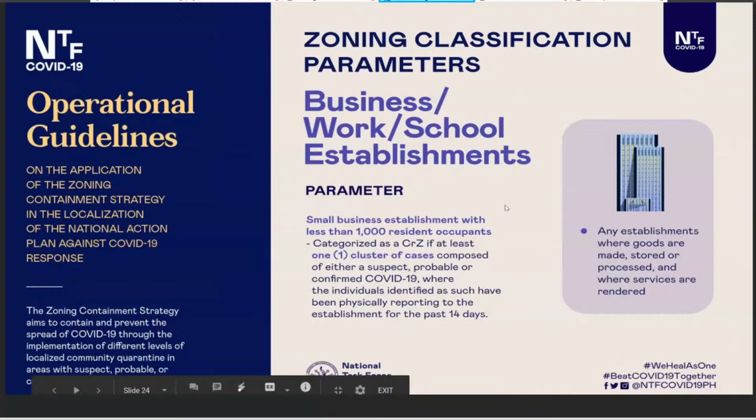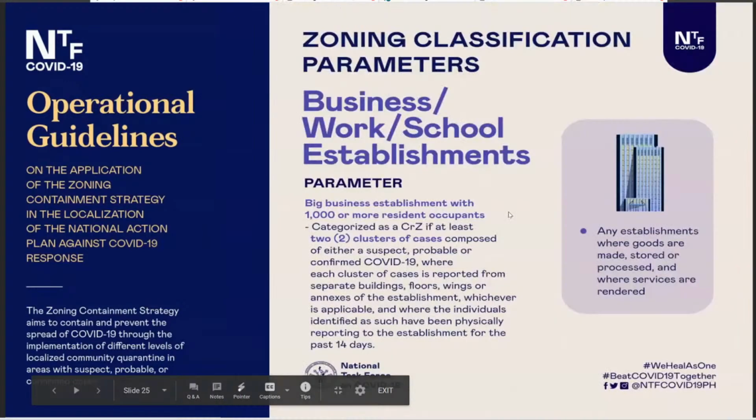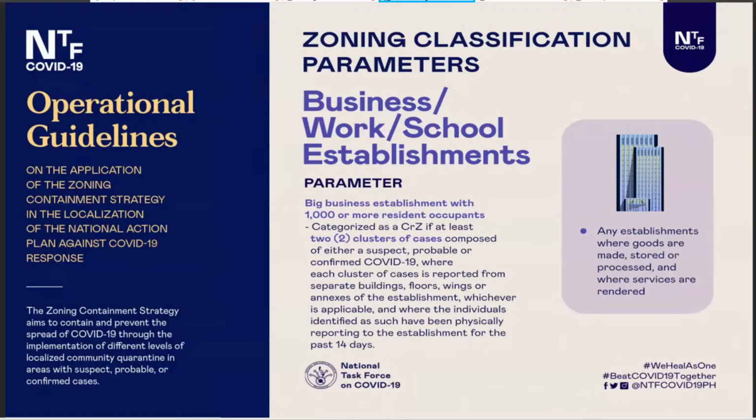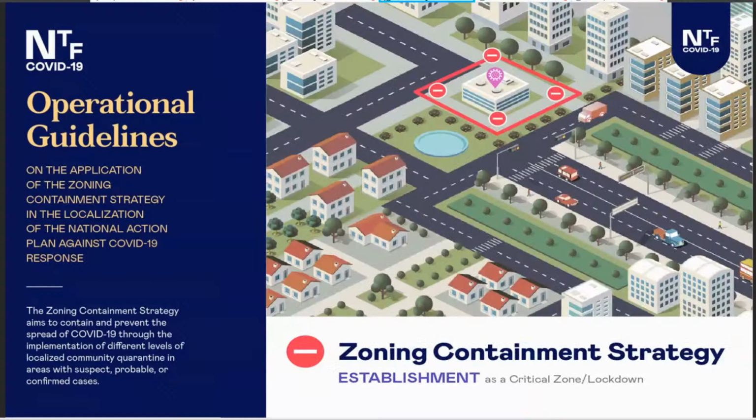So, this is the, okay, this one is for the big business establishment with 1,000 or more resident occupants. We categorize a big business establishment as critical zone if they have two clusters of cases composed of either suspect, probable, or confirmed. And then each cluster of cases is reported from separate buildings or separate floors or separate wings of that particular establishment. And whichever is applicable, yung individuals po na yon are identified that's been physically reporting to that establishment for the past 14 days. So this is how it looks like for an establishment to be categorized as critical zone or lockdown area.